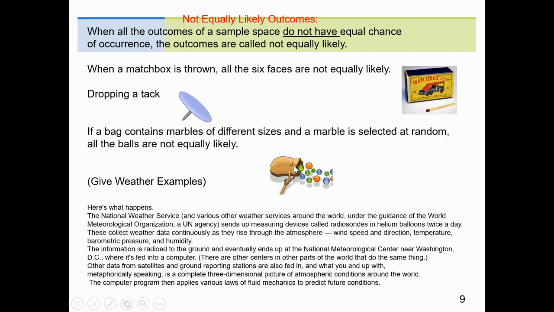Drawing marbles from bags, but now I'm talking about different sized marbles. If you have different sized marbles and you put your hand in the bag, you're more apt to draw the one that's larger than one that's a little tinier. Weather. You wake up in the morning, you don't say, well, chance of it raining is 50-50. Either it rains or it doesn't rain.